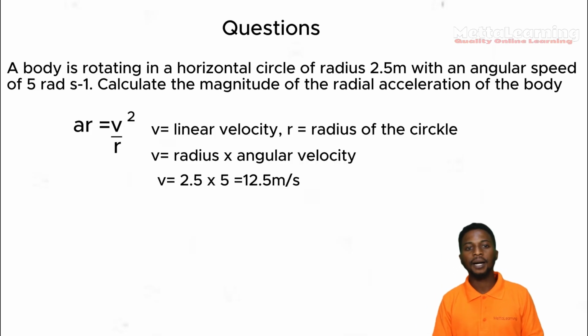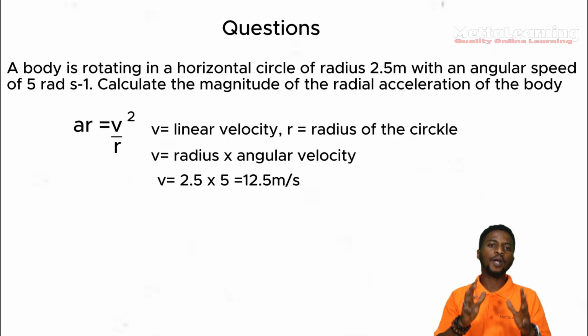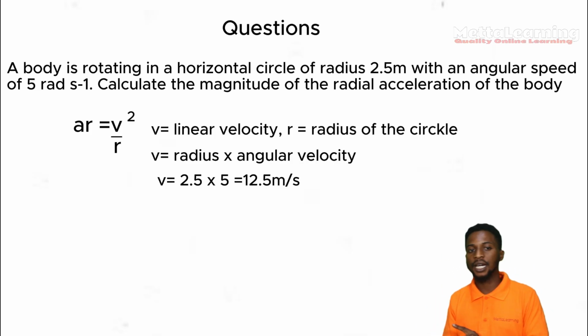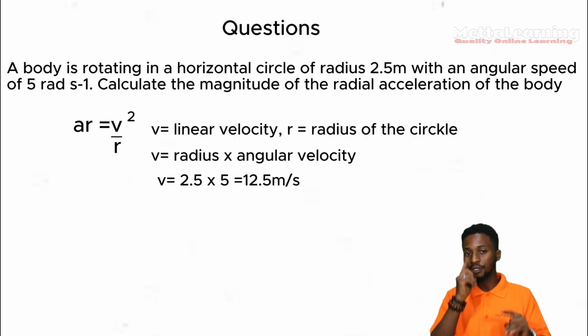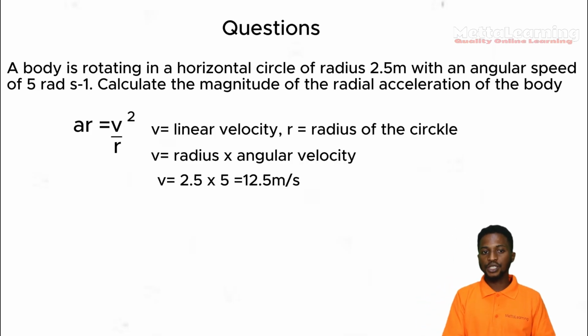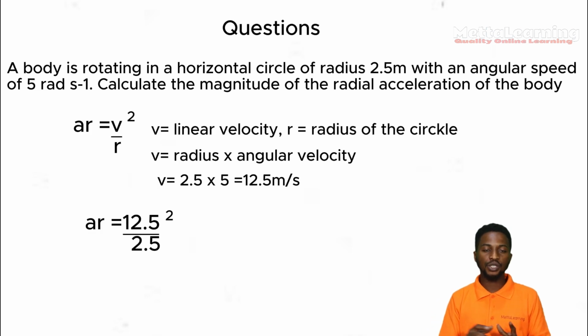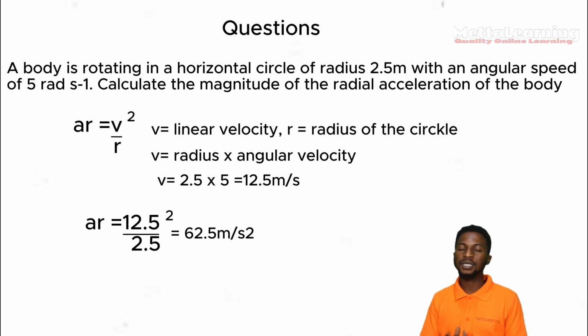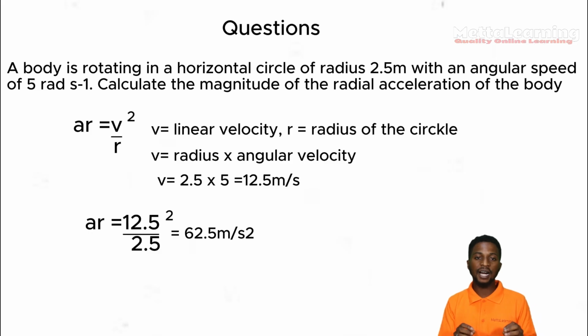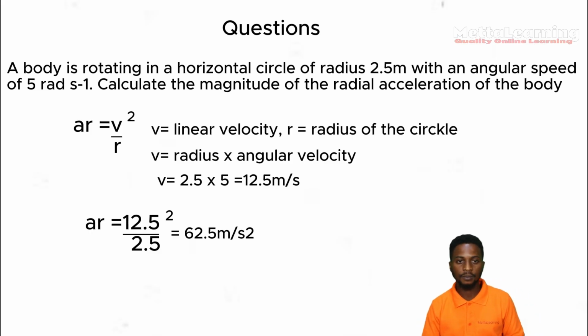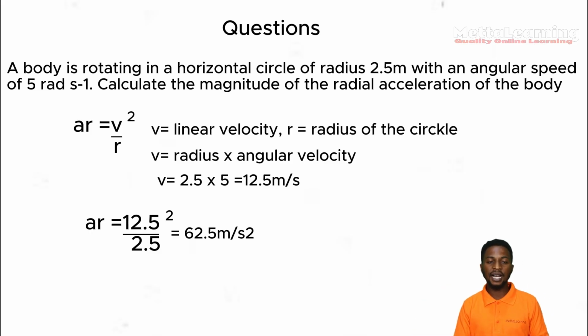12.5 meters per second. Now we can plug v into the formula for radial acceleration, a_r equals 12.5 squared divided by 2.5, which is 62.5 meters per second squared as the final answer for radial acceleration. So the magnitude of the radial acceleration is 62.5 meters per second squared.